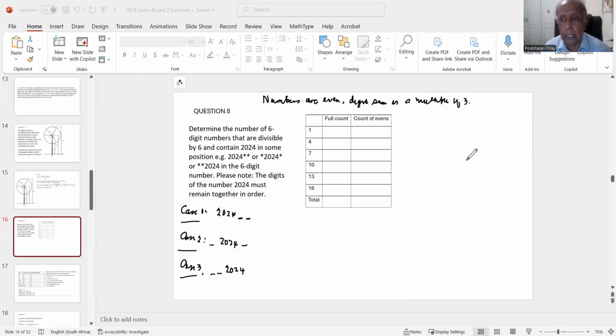Okay. So when that happens, it's a multiple of 3 and it must be even for it to be a multiple of 6. So you're looking for those even numbers which are multiples of 3. Now, at the moment, the sum of these digits is already 8. And you want the entire sum to be a multiple of 3.